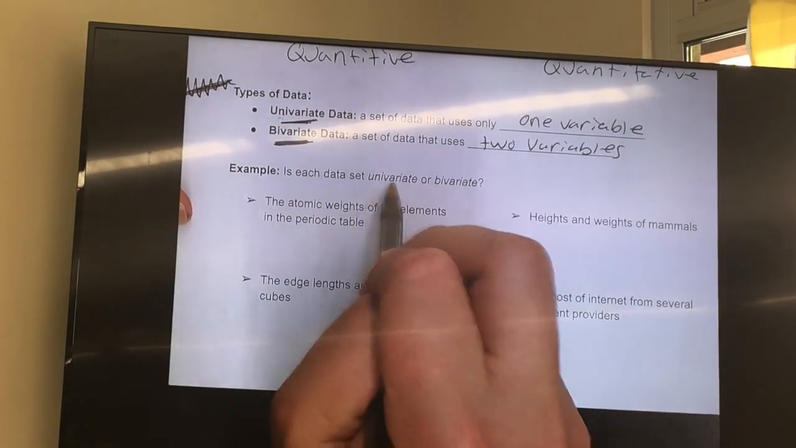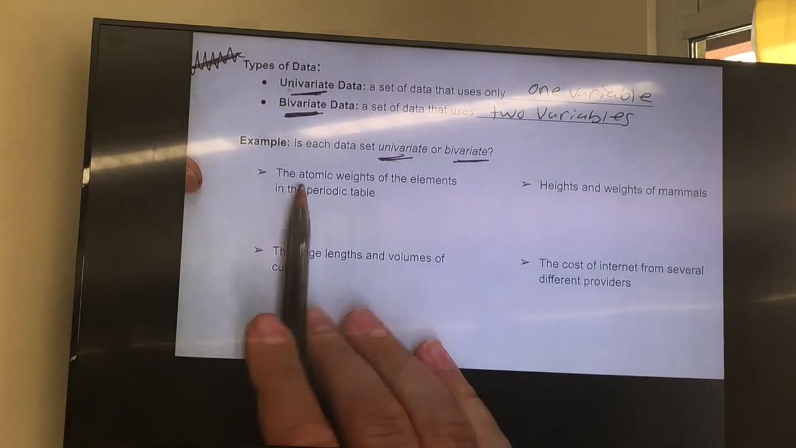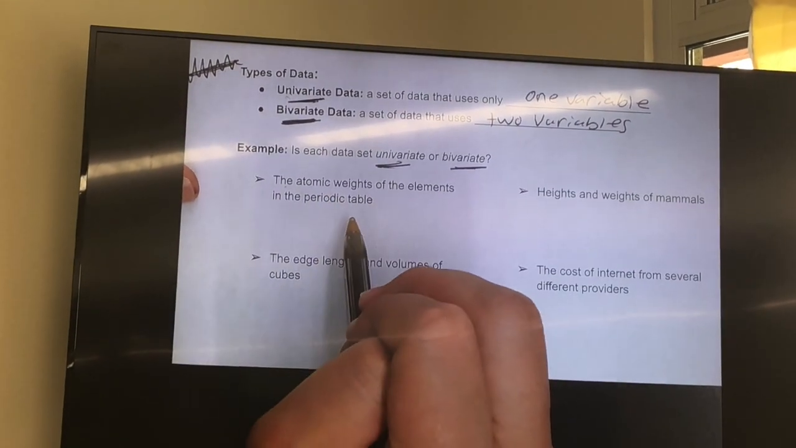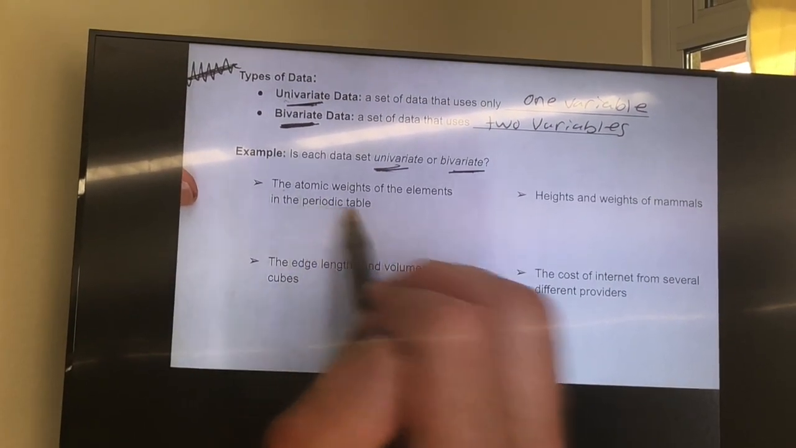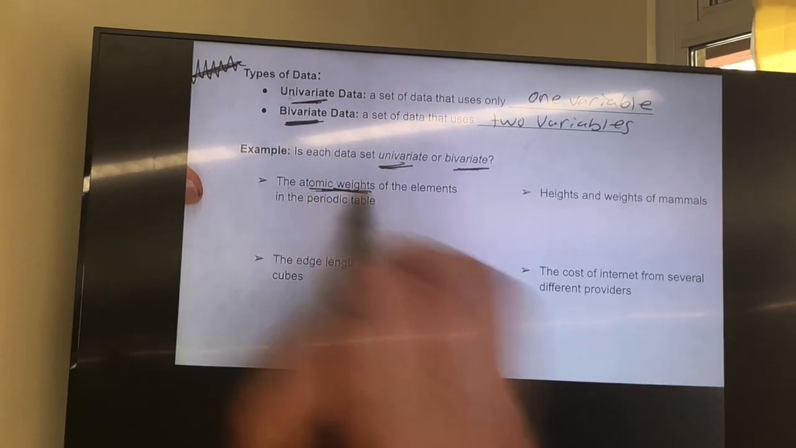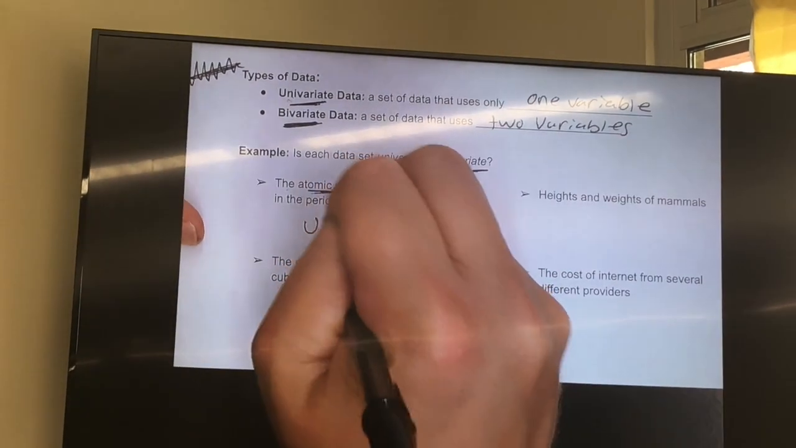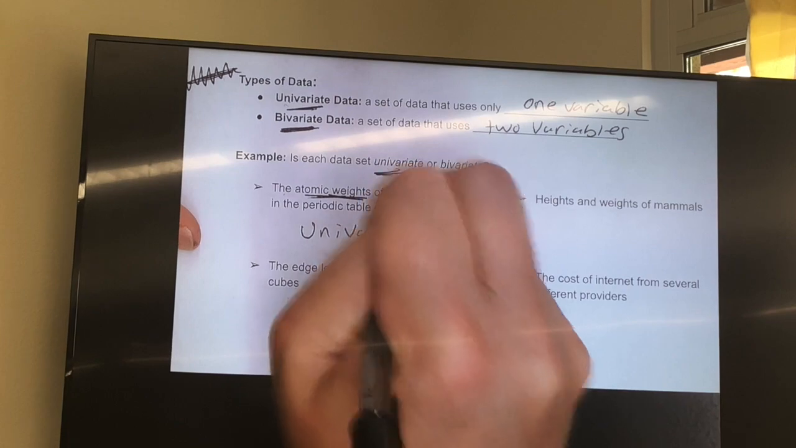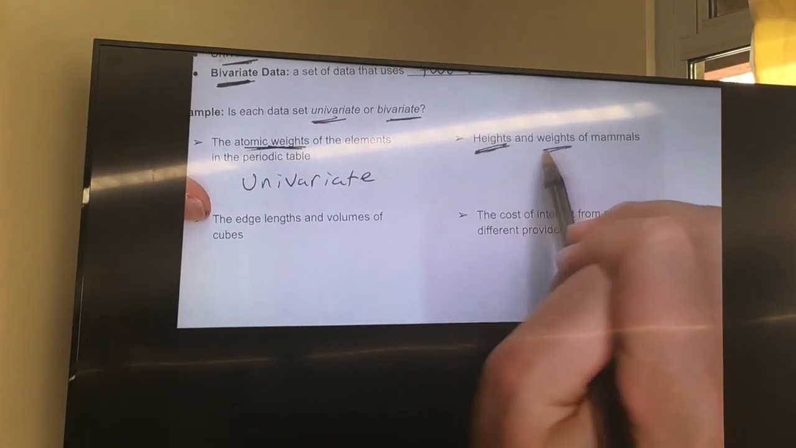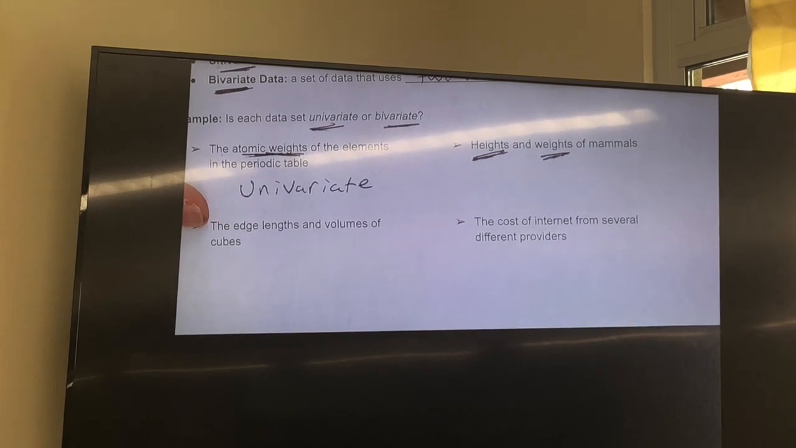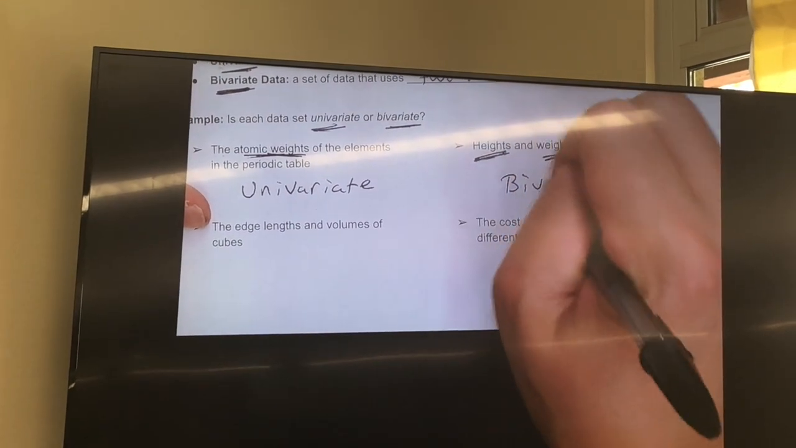So picking between the two of them: atomic weights of the elements in the periodic table. Okay, I only heard one thing. We were looking at the weights. So that's going to be univariate. Okay, heights and weights of mammals. I heard two things there. That will be bivariate.